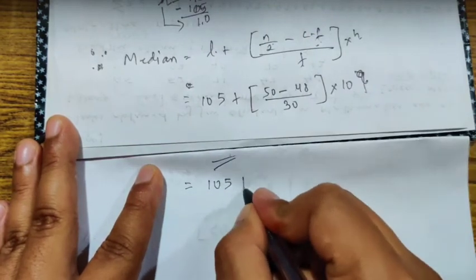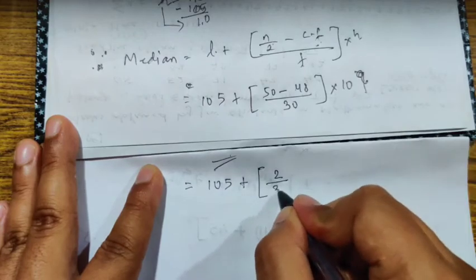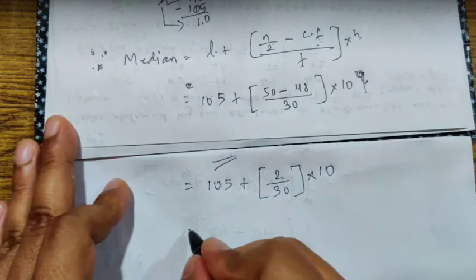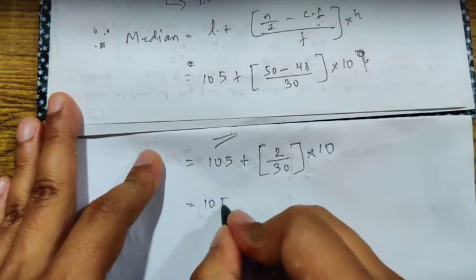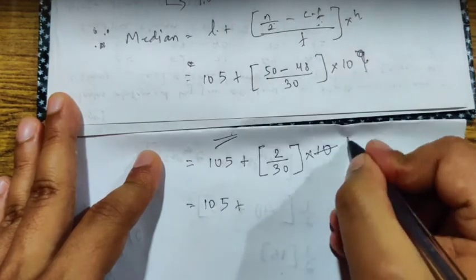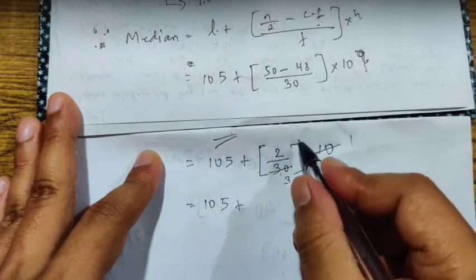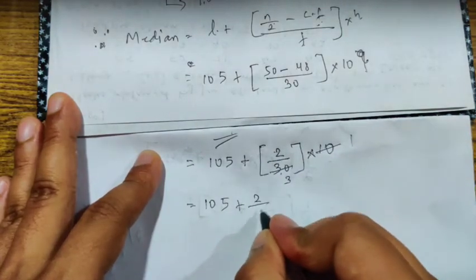105 plus 50 minus 48 is 2 by 30 into 10. Is it okay or not, guys? Let's move ahead. 105 plus, I can cancel this 10 into 1, 10 into 3 times. You could cancel this and this, 2 into 1 times, 2 into 15 times, whatever you wish. So 2 into 1 times is 2 by 3.